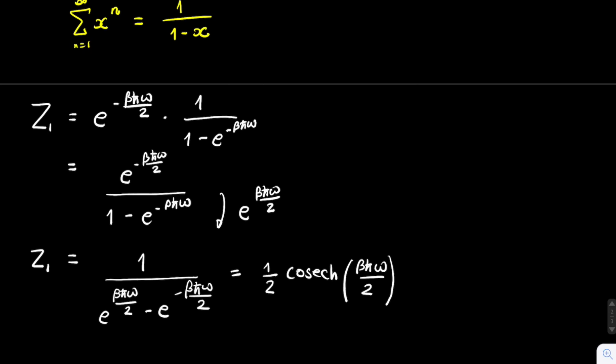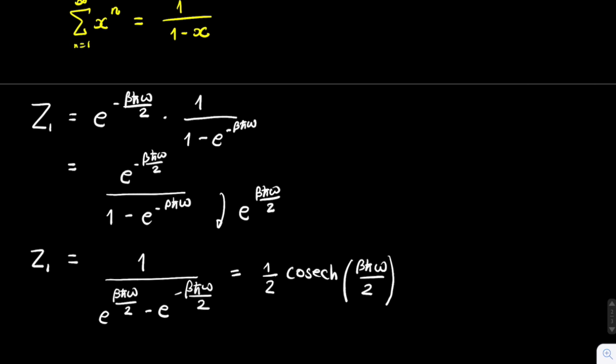And it's actually going to be easier to leave it in terms of this hyperbolic identity, simply because I'm just going to sort of cheat and use identities for when I'm doing the differentiation, because of course we're going to have to differentiate this Z in order to get the internal energy. So Z is actually 1/2 of the cosec of this term right here.